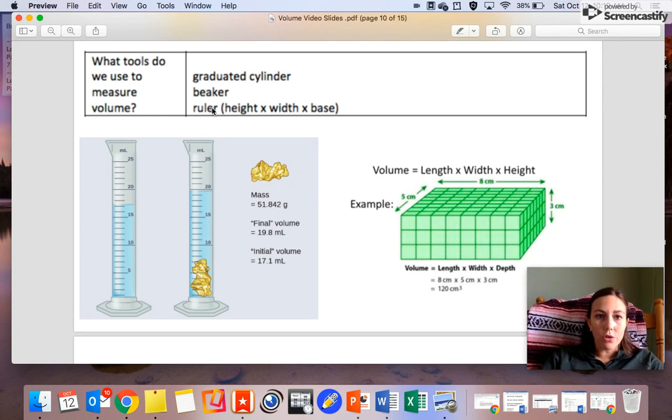And then we can also use a ruler, but remember we're going to be using centimeters or meters if we're finding the volume of things that way. So write these 3 things down on your paper.